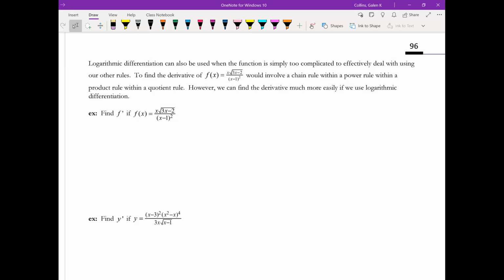So if f of x is x times the square root of the difference of 3x and 2 divided by x minus 1 squared, if we take that derivative as is, that's going to involve the quotient rule, the chain rule in both the numerator and the denominator, as well as the product rule in the denominator. I'm not saying it's impossible. It's not. I'm just saying it's awful. There's so many opportunities to make mistakes.